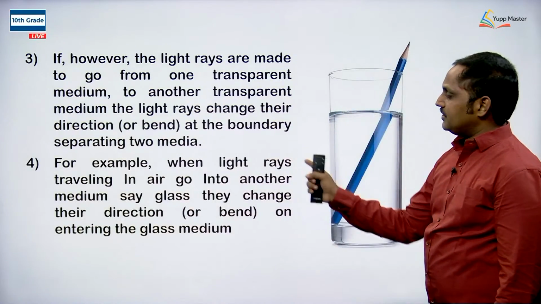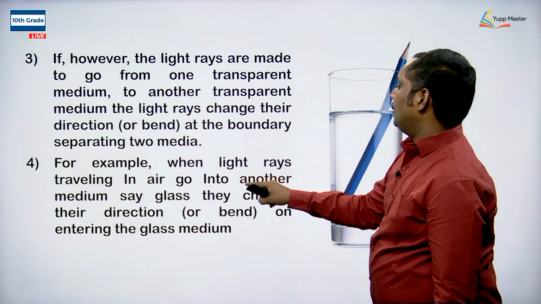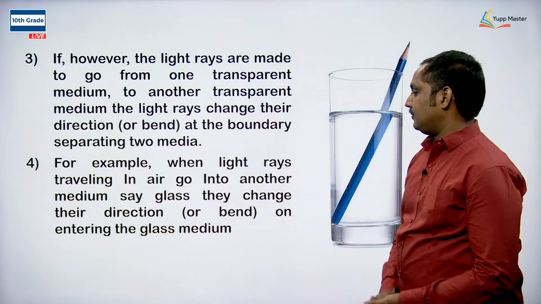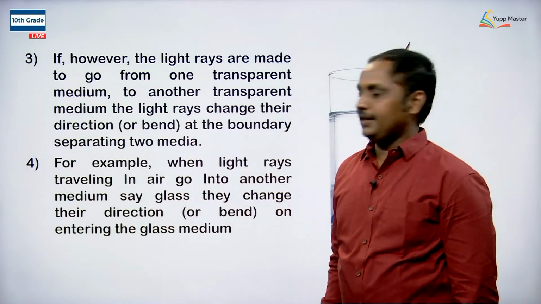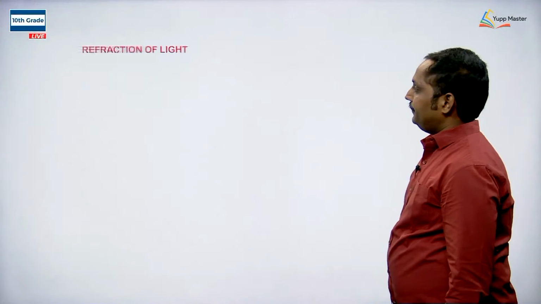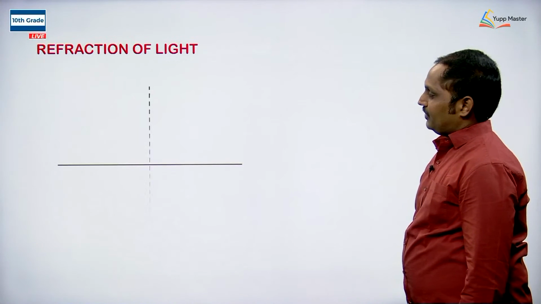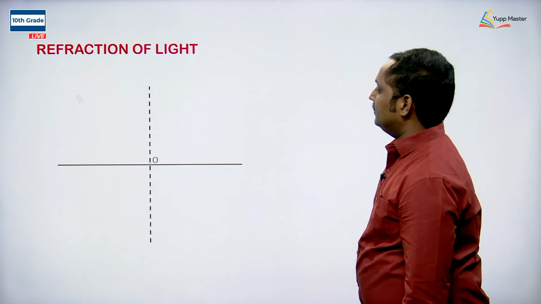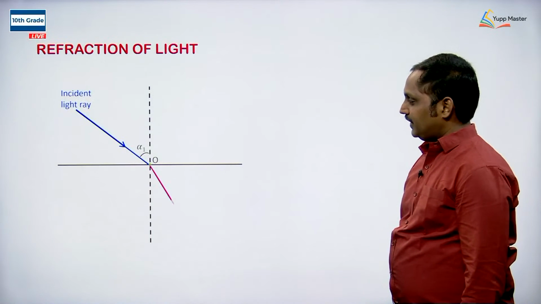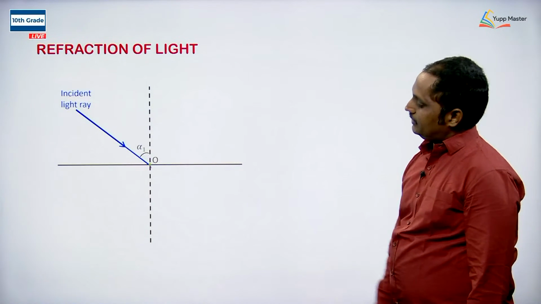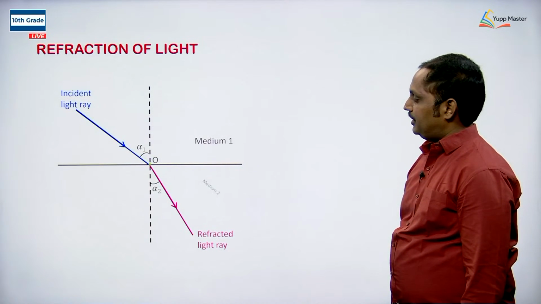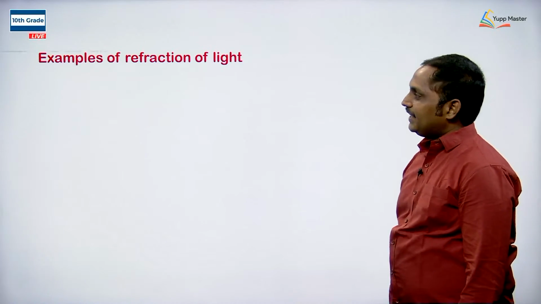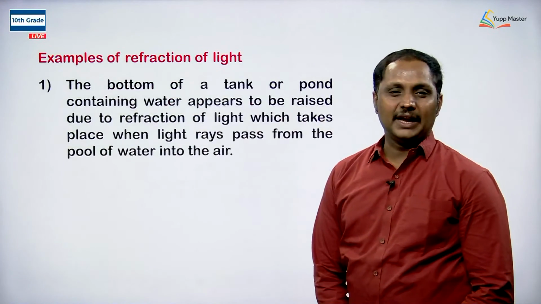For example, when a light ray travels from air to another medium, say glass, there exists a change in direction, that is very clear, what we have discussed very clearly. Now, you can take that next one. Refraction of light is confirmed. The light is going to enter and be refracted, it is very clear. Now, medium 1, medium 2. Examples of refraction of light.